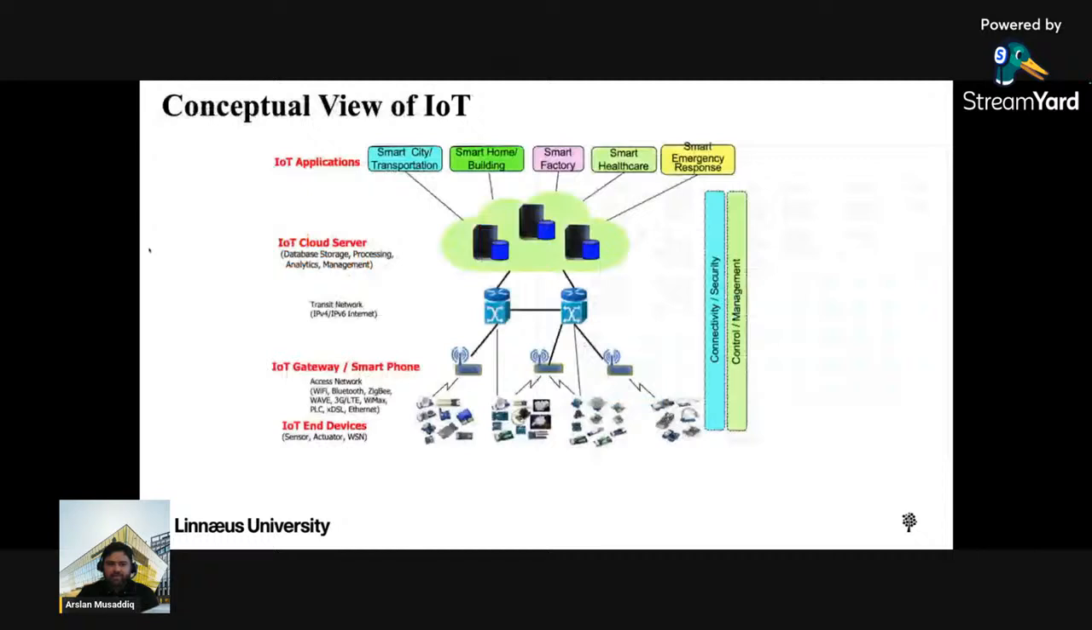Now, this next slide is also providing the conceptual view of the IoT system that I have explained in the previous slide. But from here, you will get more idea, more understanding of how this system is working. As you can see, we have IoT end devices. There are a number of sensors, and these sensors are connected with the gateway using any communication technologies that we have. And then it is connected with the cloud server where data is stored, processed, or analyzed. And then on top of this data, we are creating IoT applications.